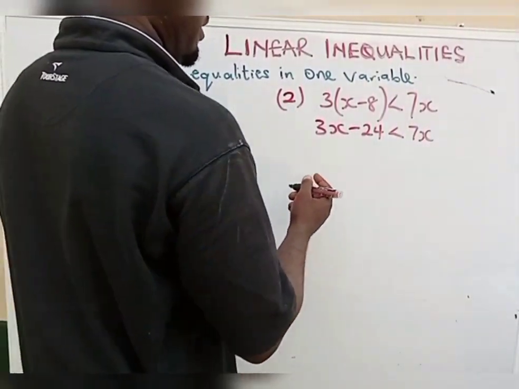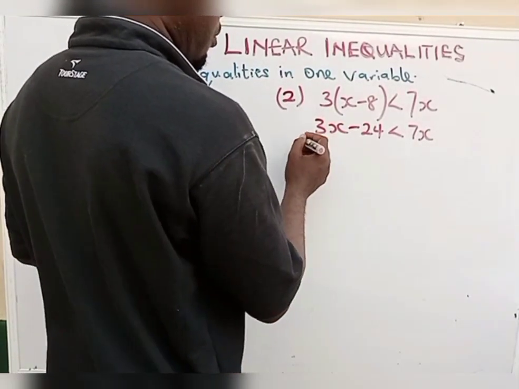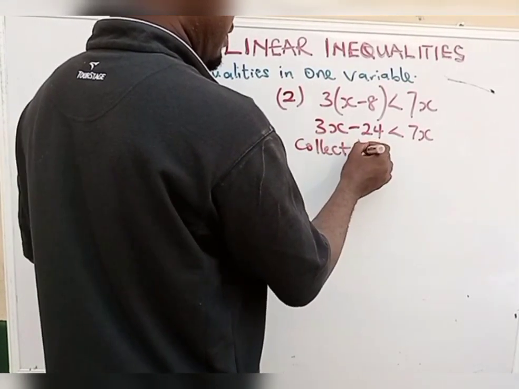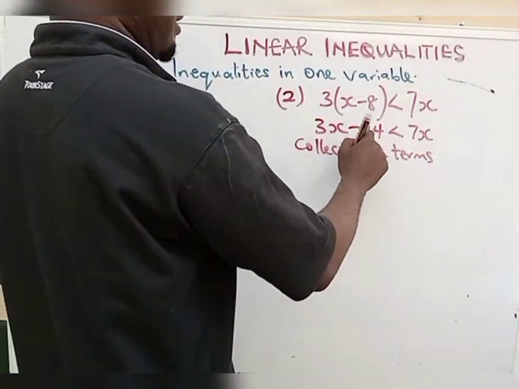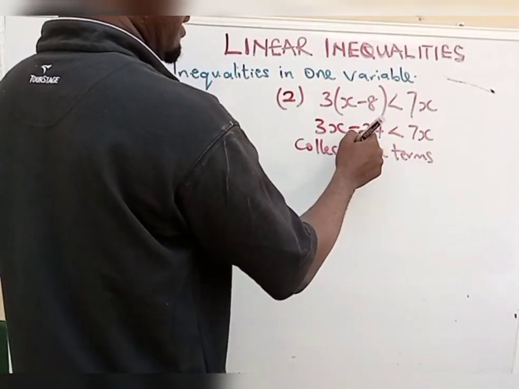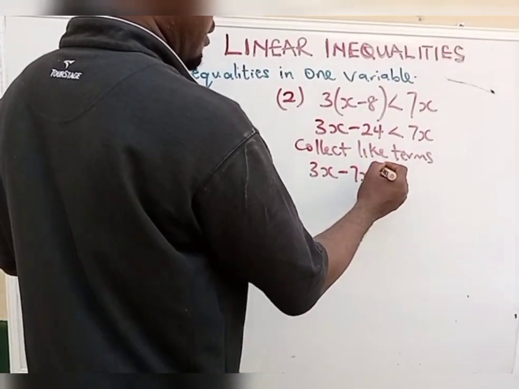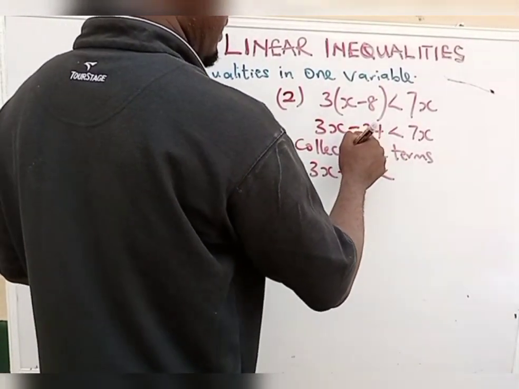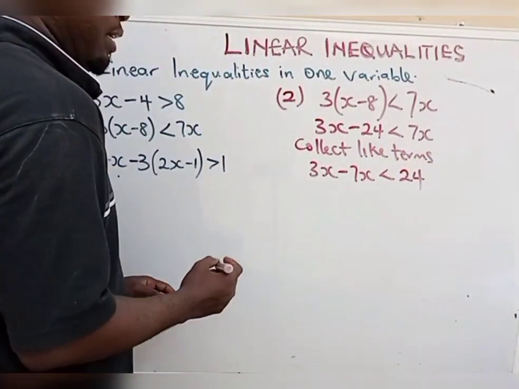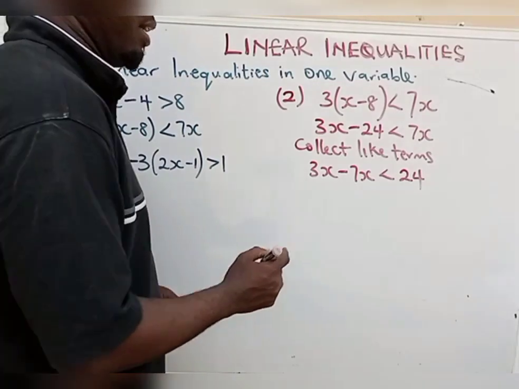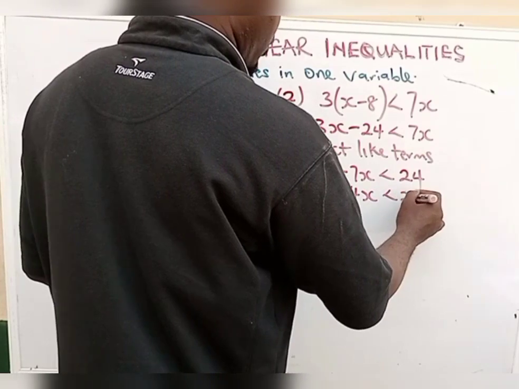Now the next thing to do is to rearrange by collecting the like terms. In order to collect like terms, this should move here and this should come here. So I'm going to have 3x minus 7x less than, then let the -24 move here. When this moves here, it becomes plus 24. And the next thing is to say 3x minus 7x. That's going to give me minus 4x less than 24.